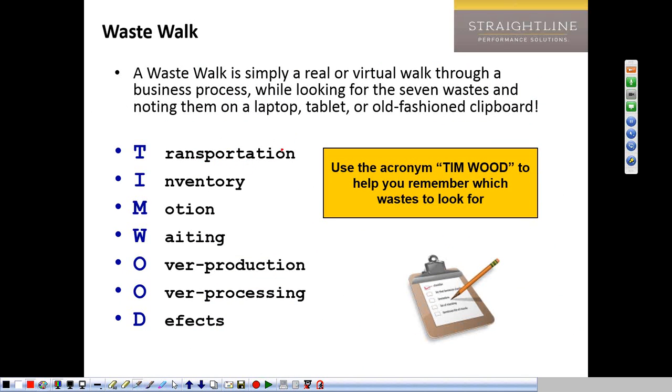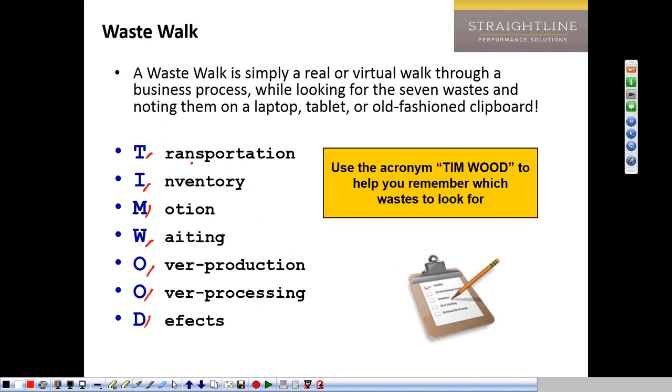Okay? So in the old days when I worked at Corning, I would do this. I would take a clipboard and I would have categories like this: transportation, inventory, motion, waiting, overproduction, overprocessing, defects. Tim Wood. See that? Tim Wood. That's the acronym. And I would look at a process and I would write down the things that I thought, I wonder if there's transportation waste here. I wonder if there's inventory waste.